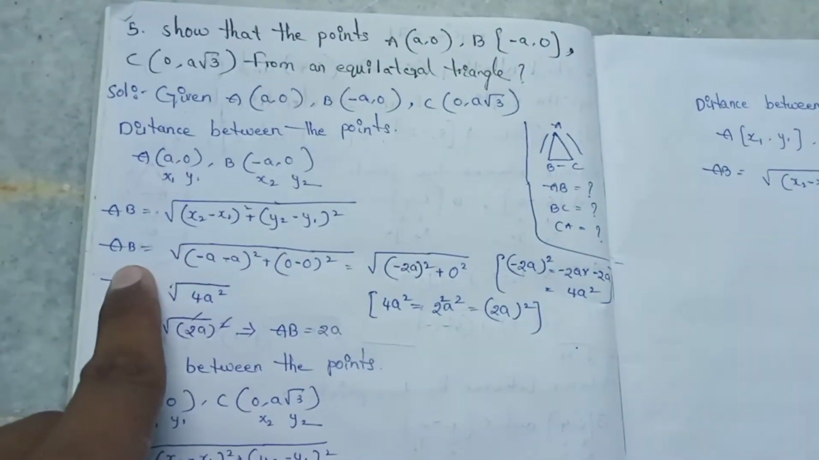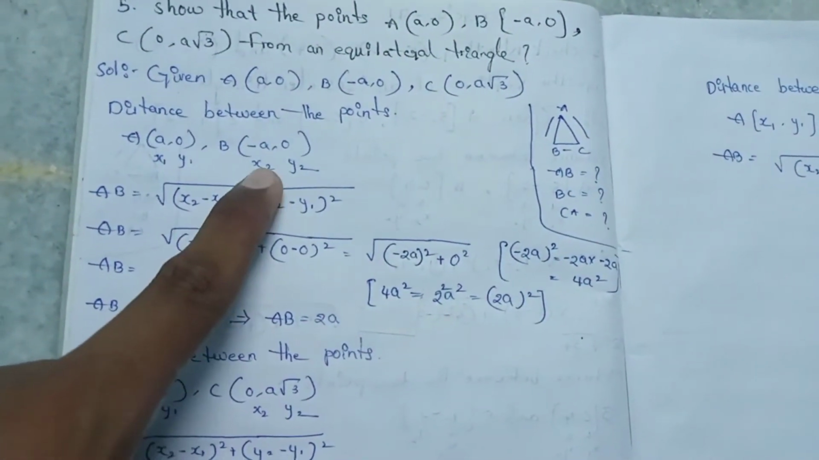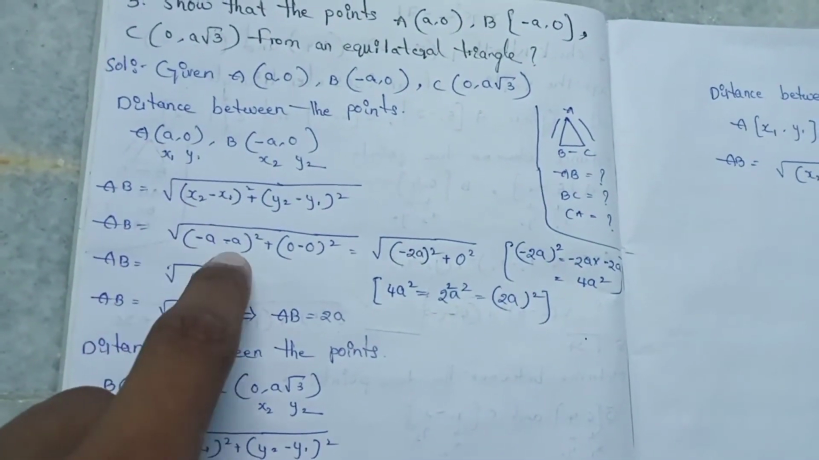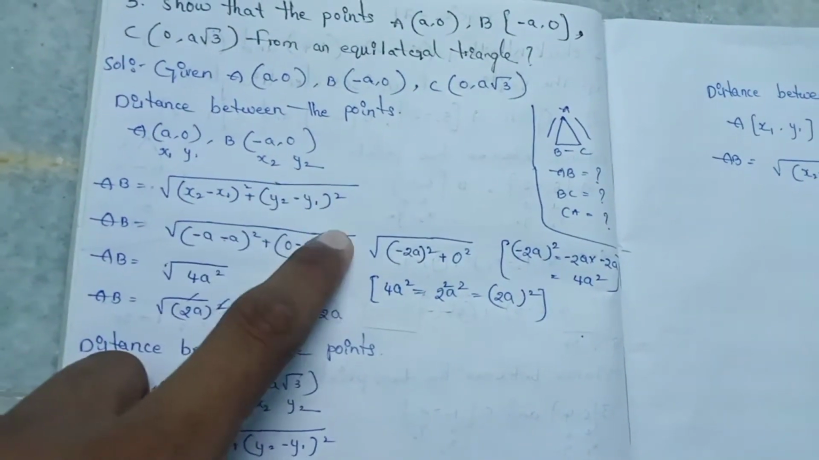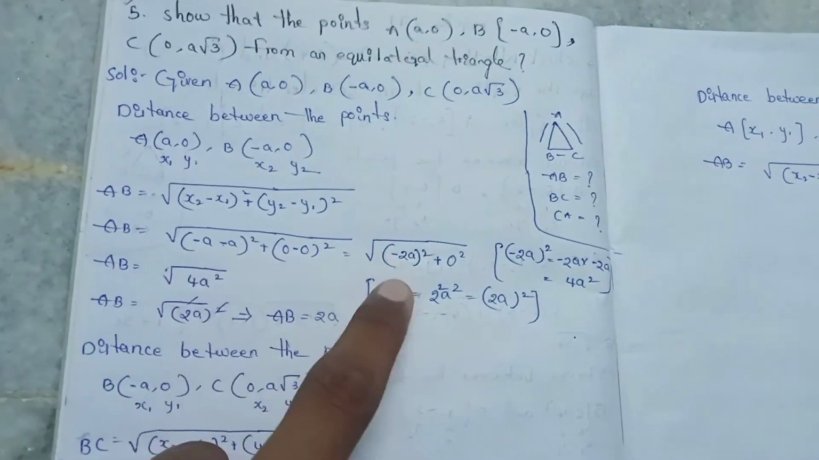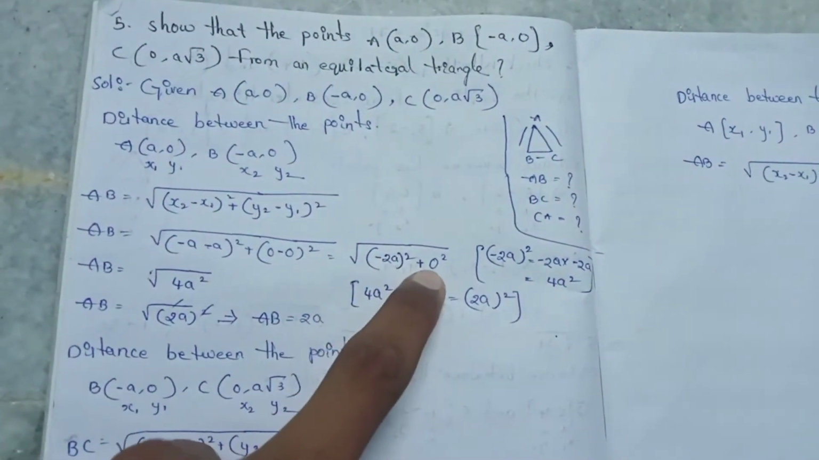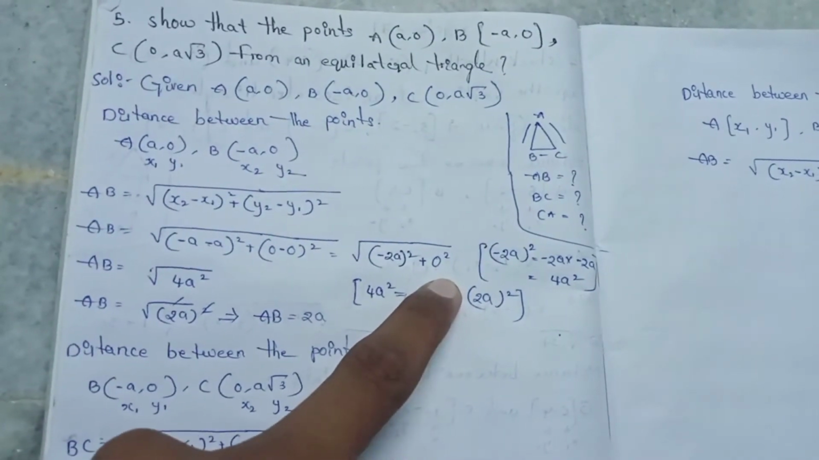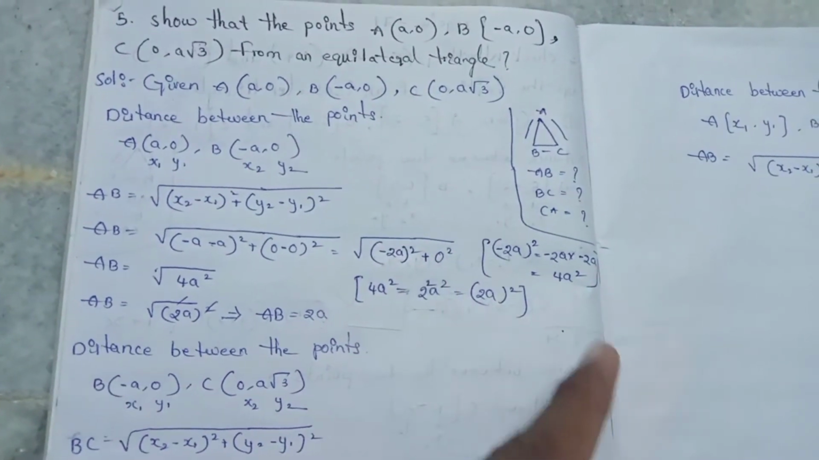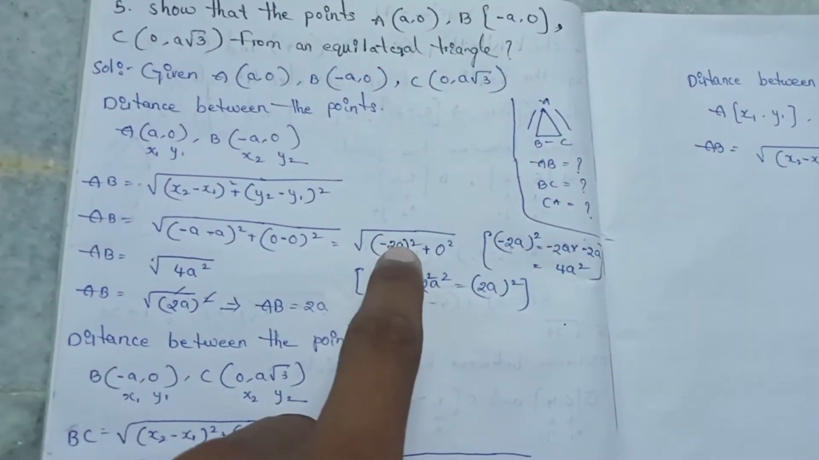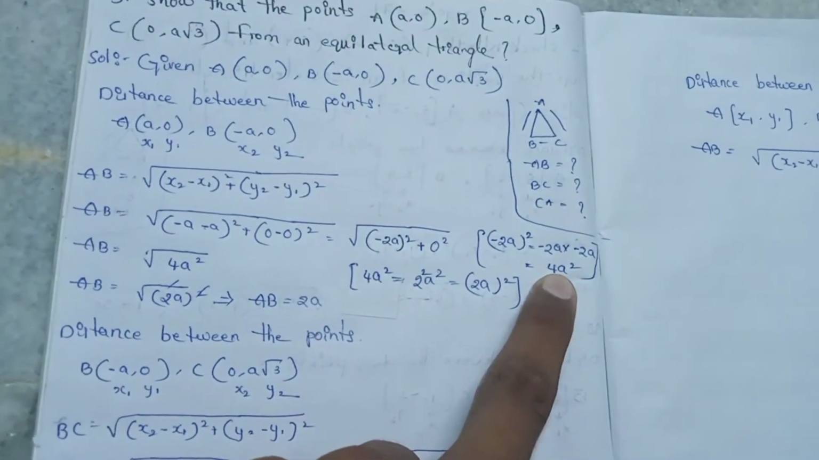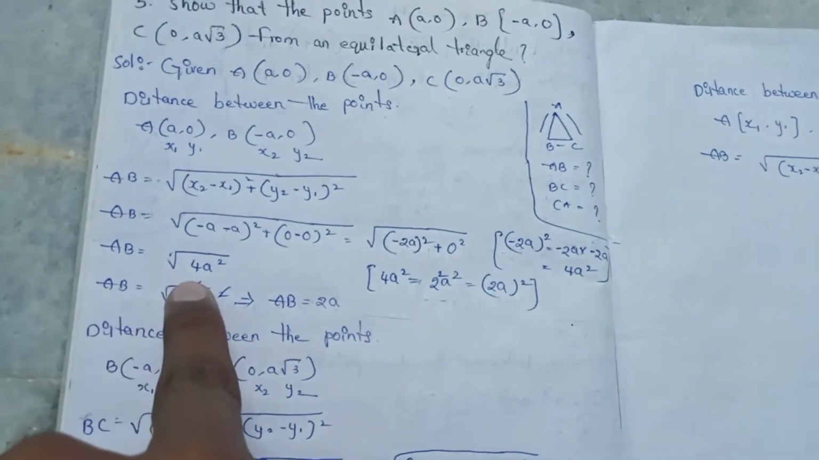I have written it as it is. AB is equal to root of x2 minus x1, that is minus A minus A, whole square, plus y2 minus y1, that is 0 minus 0, whole square. That is minus 2A whole square plus 0 square. 0 square is nothing but 0, so I have removed it. Now minus 2A whole square can be written as minus 2A into minus 2A, that means 4A square. AB is equal to root 4A square.